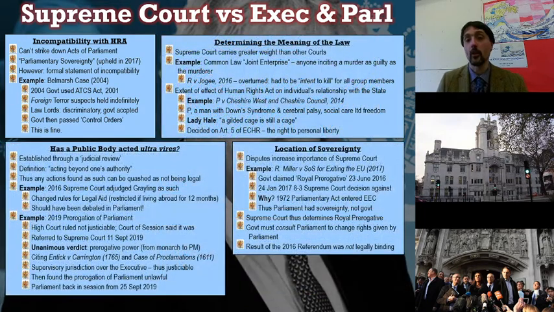So, those are the four powers of the Supreme Court and how they interact with the executive and Parliament. They tend to uphold parliamentary decisions, they tend to uphold parliamentary sovereignty, but they tend to act to limit the powers of the executive with relation to Parliament, or at least that's what the examples seem to suggest, if you were to try and draw any kind of trend.